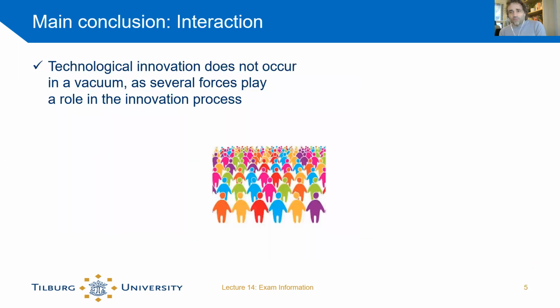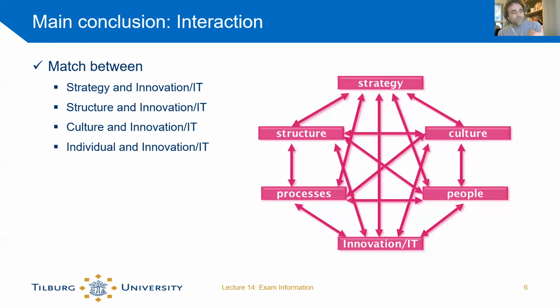Okay. But like I explained, the main conclusion is interaction. So the main takeaway of this course is that innovation and technology doesn't happen in a vacuum, but several forces are at play in the innovation process. So innovation depends on people, organizations, etc. Similarly, IT and innovation in organizations also depends on the whole interaction and interplay between different parts of the organization. And that's what some of the open questions will also be about: to relate innovation to people, to relate innovation to structure, to relate strategy to culture, etc.